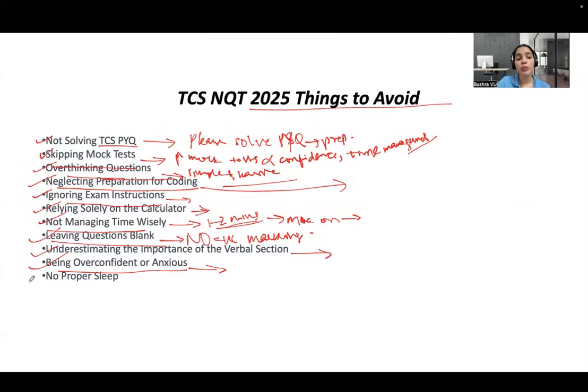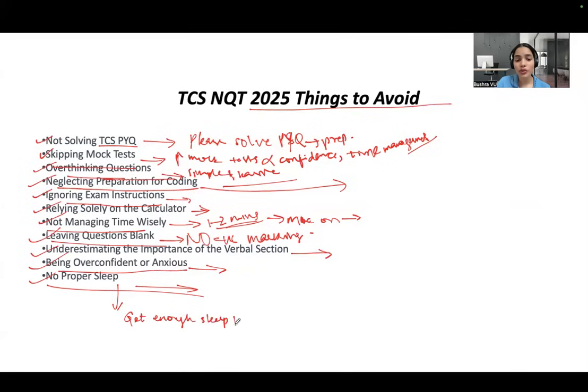Okay, not getting proper sleep is also one of the major things that I've noticed in students. They tell how they couldn't get enough sleep before the test because they were thinking about how the test is going to go, and that impacted the exam. You wouldn't want to be one of them, right? So get enough sleep. Okay, get enough sleep.